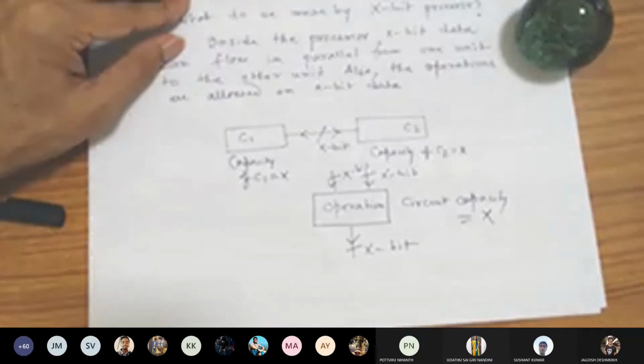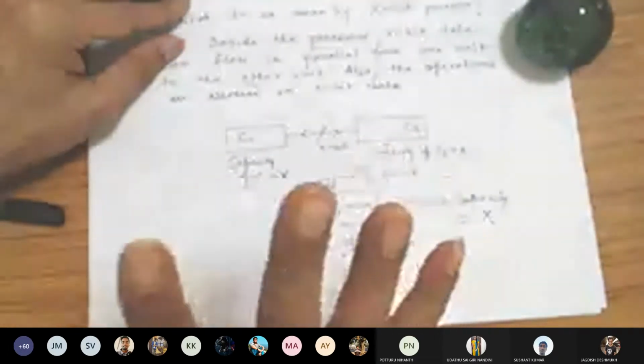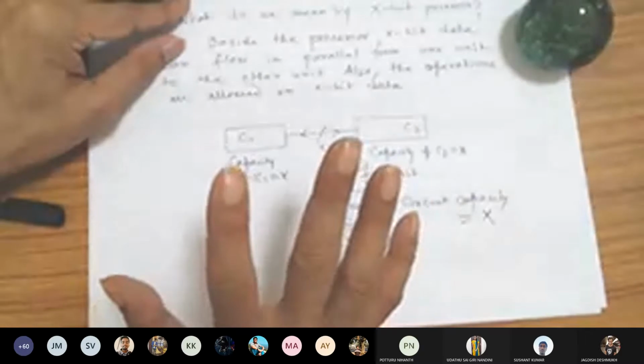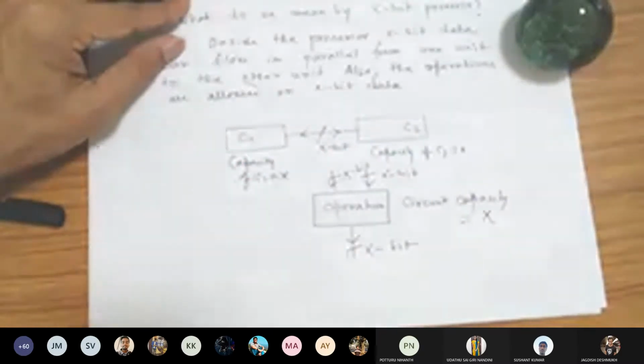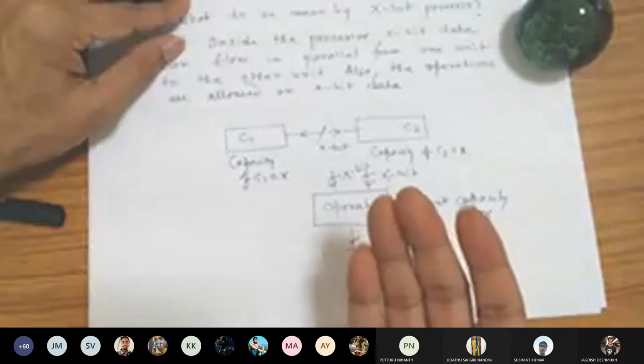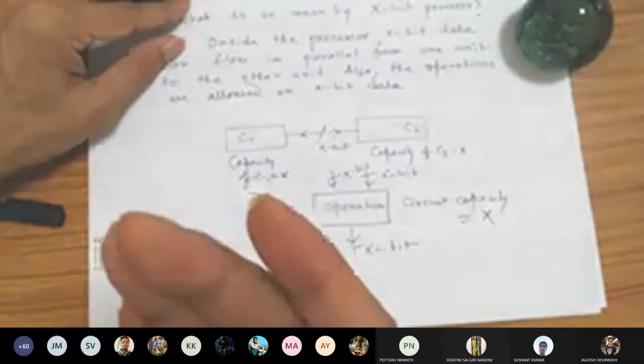So we can always provide solutions for larger computations with smaller facilities. Yes, we agree that it will take more time to finish.